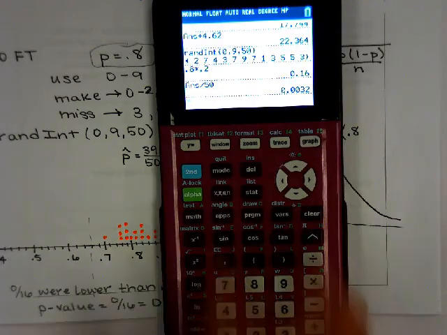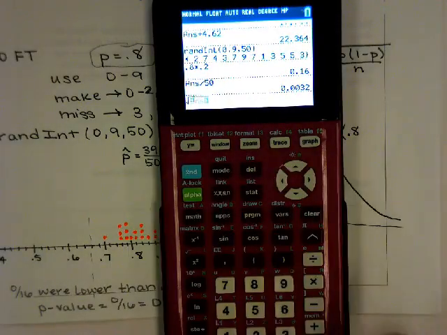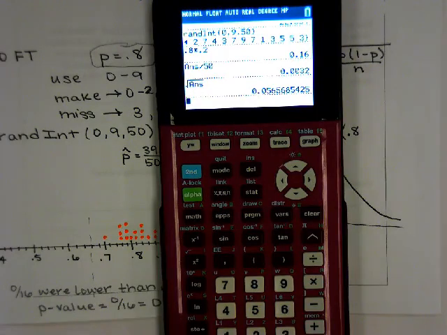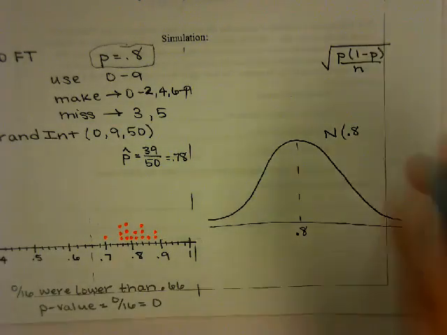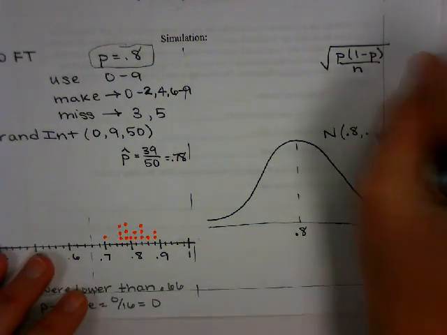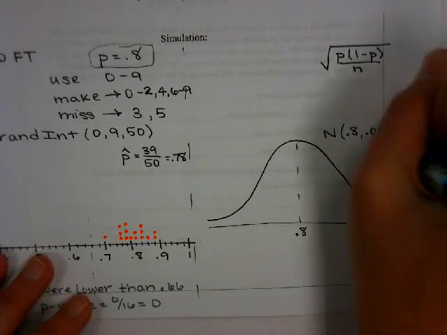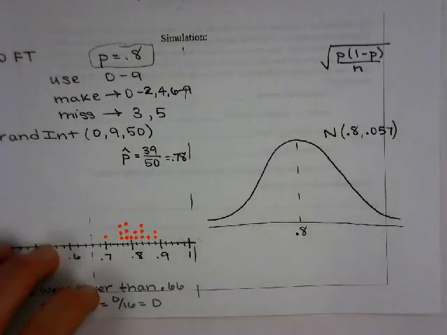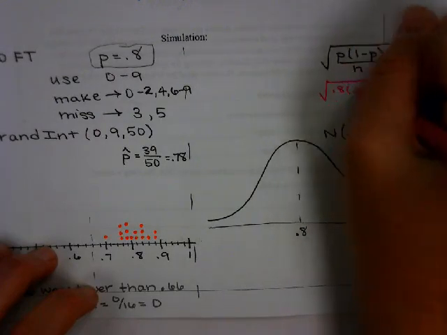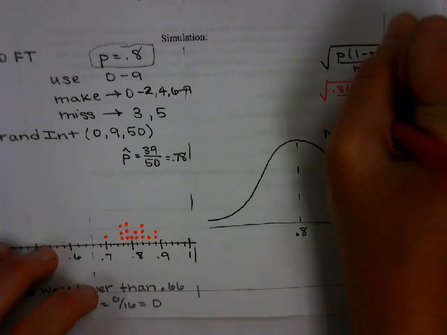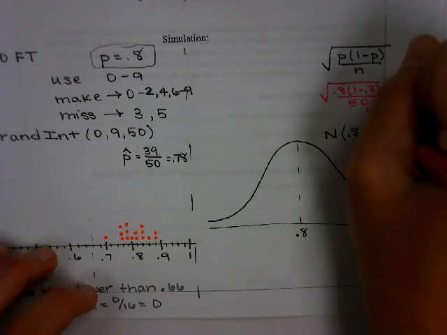What am I waiting for? I put 0.8 in for p and 50 in for n, and that's how I got that. So then I can draw the rest of my curve. We go 3 standard deviations above and below.